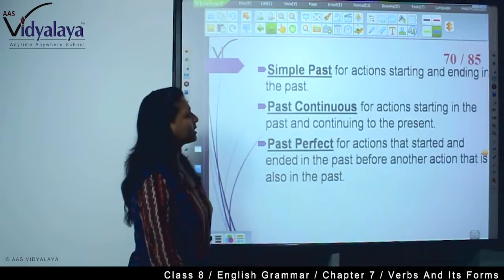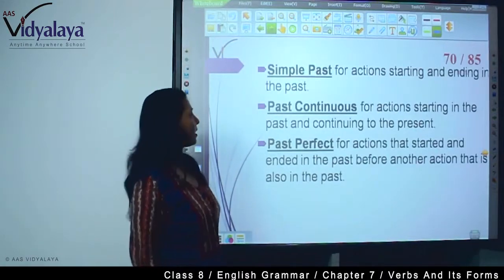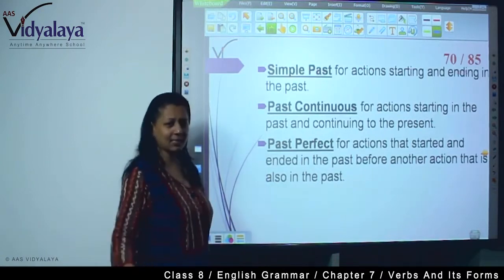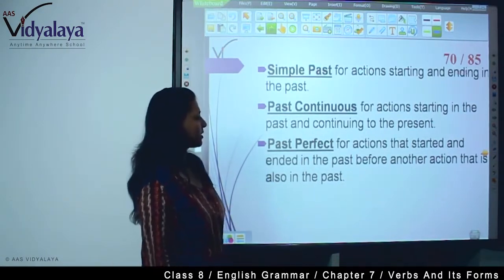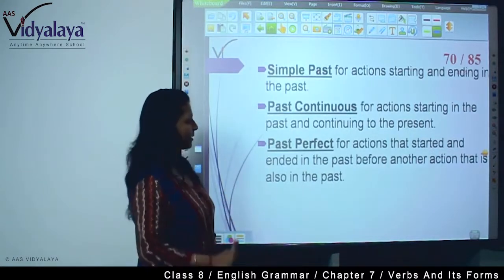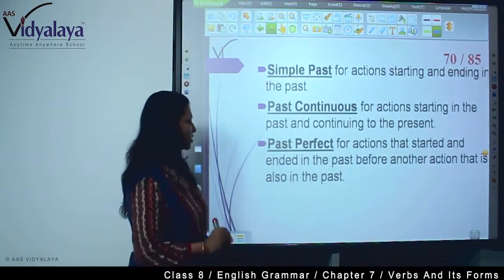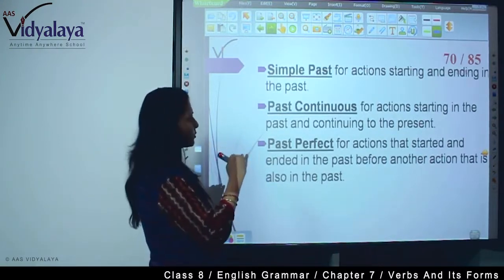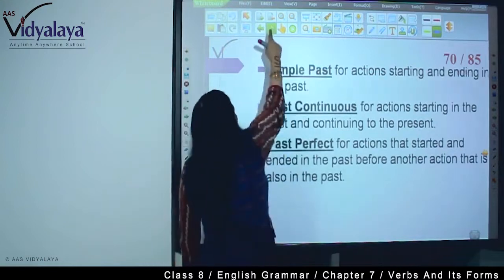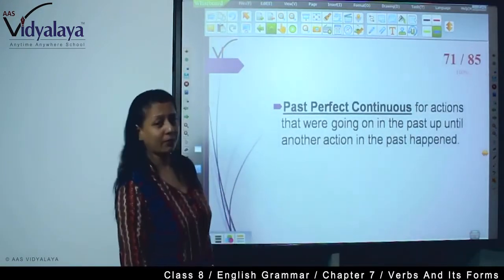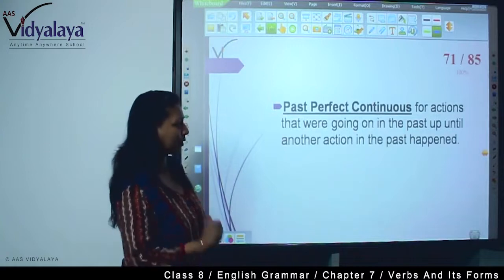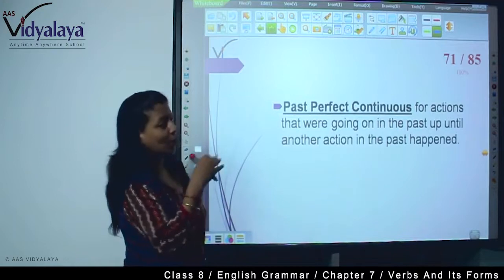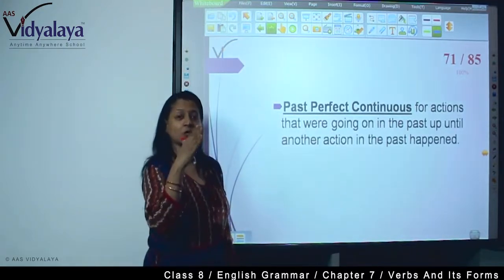Now simple past for actions starting and ending in the past. Past continuous for actions starting in the past and continuing to the present. Past perfect for actions that started and ended in the past before another action that is also in the past. So recent past and the earlier past. In this way we use past perfect. Now past perfect continuous for actions that were going on in the past up until another action in the past happened.